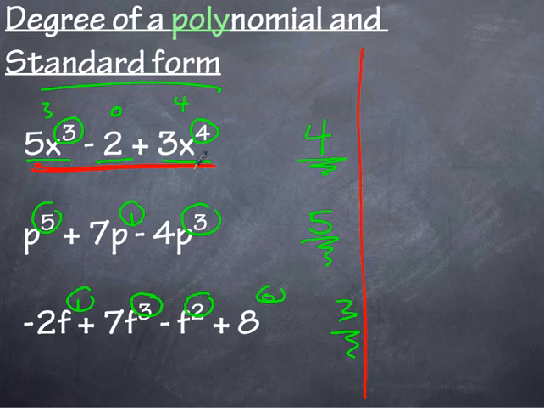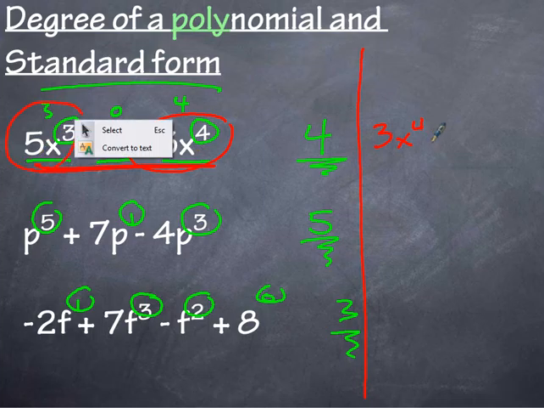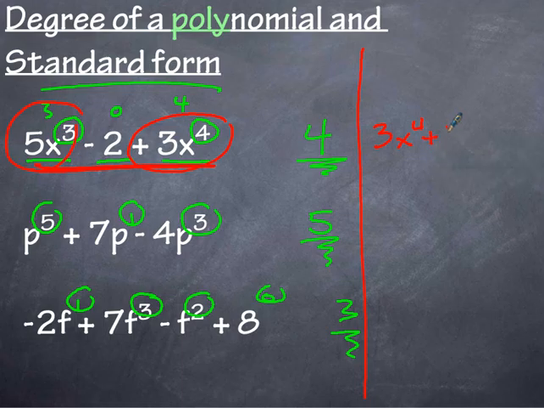So in this first trinomial here, what I would do is take my plus 3x to the 4th, or positive 3x to the 4th, and put that up front. Next, in terms of degree, would be this one, plus 5x to the 3rd, and then this degree of 0, which is the minus 2. And so it's the same trinomial, it's just we've written it in a different order, which is called standard form.